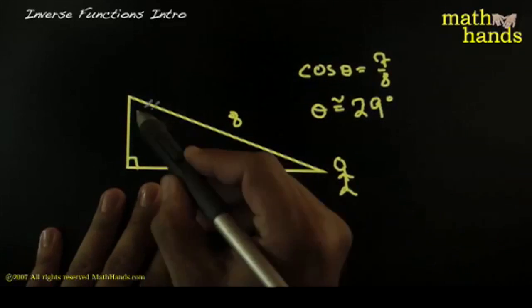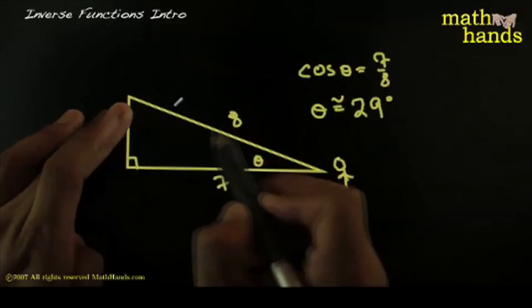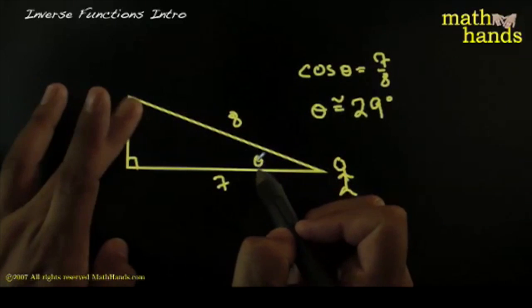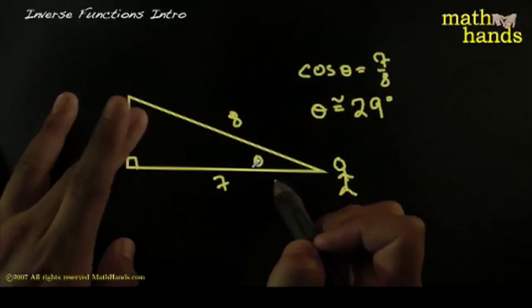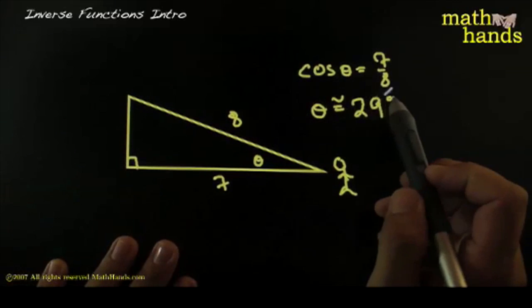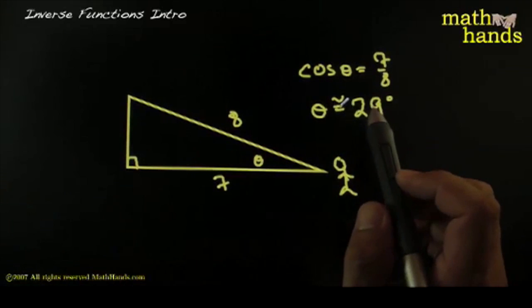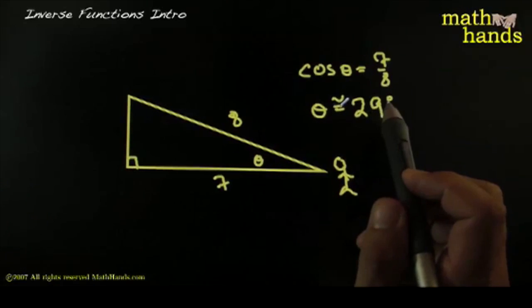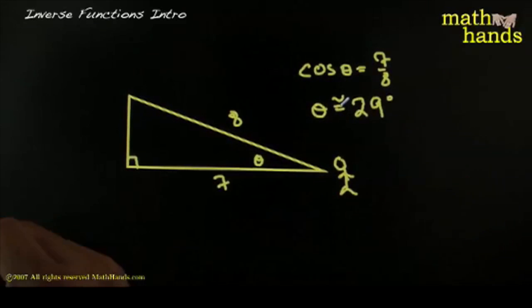By the way, now it would be easy to find the other one. It's complementary, so if this is 90, this one over here has got to be about 61 degrees, so that they make up 90. Easy, huh? I'm going to try another one. Let's try another one.